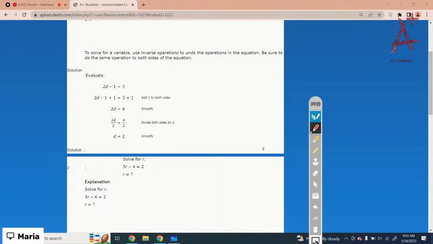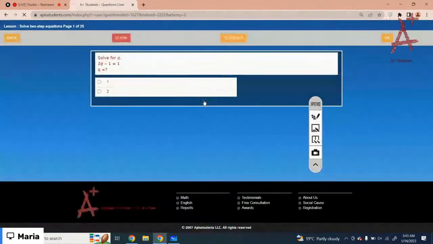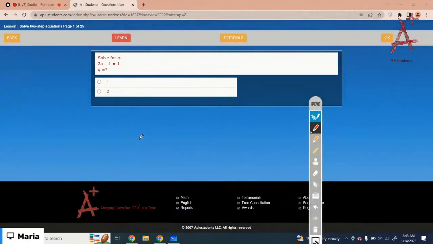Okay, let's just start with the practice questions. Okay, the next one is solve for q. You have to solve this question for q. It would be 2q minus 1, got it? So first of all, you have to remove that negative 1, got it? So you have to add 1 to both sides, because opposite to subtraction is addition, got it?